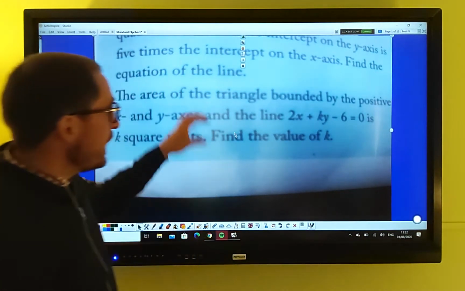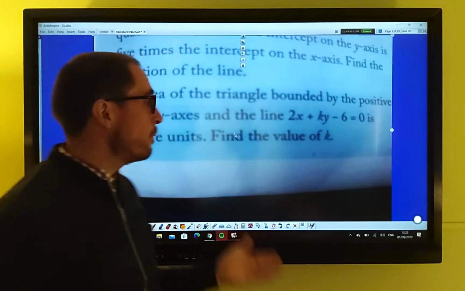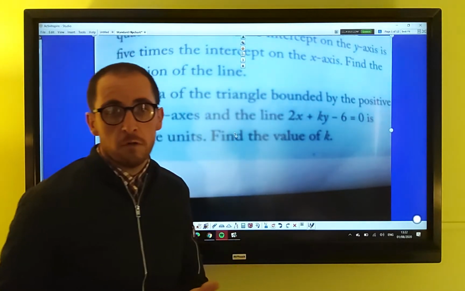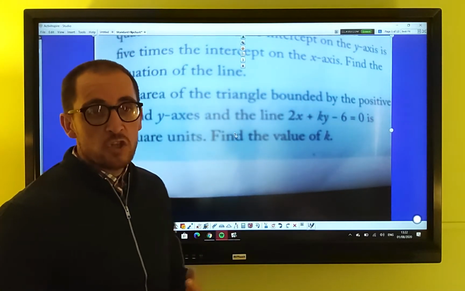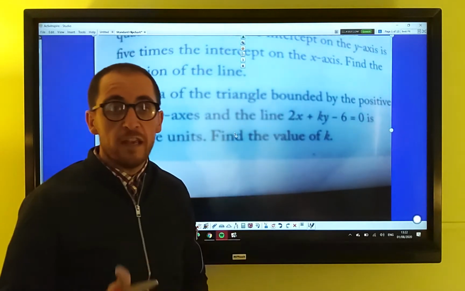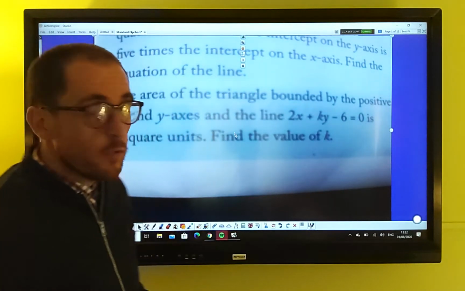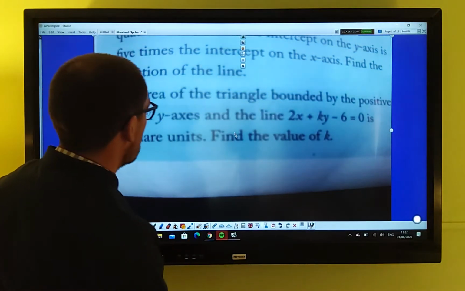Okay, so anytime you get asked a problem to find something, we're going to be using algebra. So we have to use information that's given in the question to create an equation. So how do we go about doing that? Well, this is how we can start it.